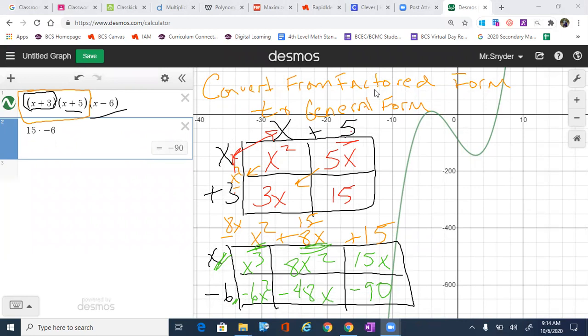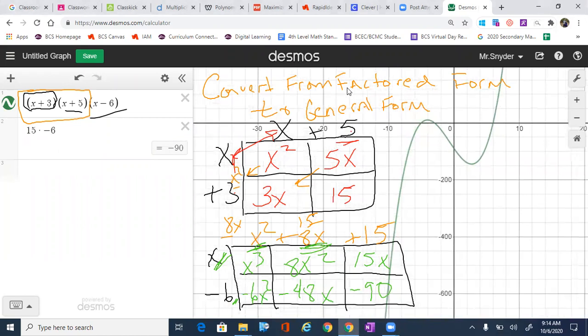So you'll notice that I've got the x cubed that's right there. So I'm going to write, okay, x cubed goes here. This adds to negative 6x squared plus 8x squared is 2x squared. Negative 48x plus 15x is negative 33x. And then we have a negative 90. Now, when I take the answer out, I'm going to have x cubed plus 2x squared minus 33x minus 90.